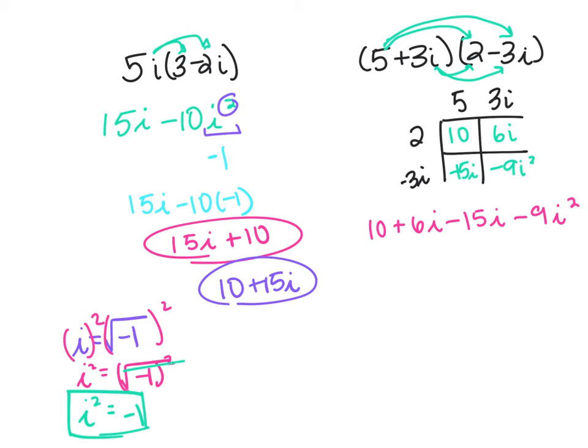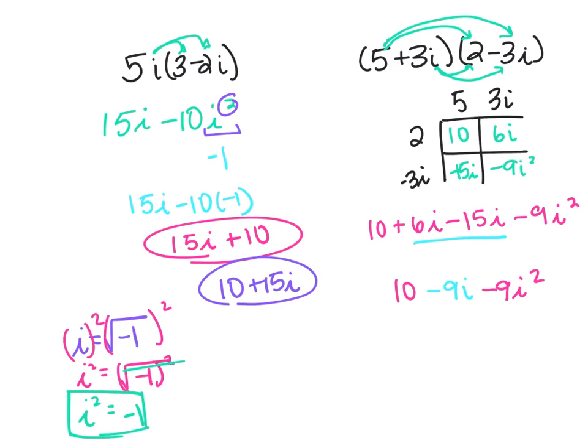Let's go ahead and combine some like terms here. We have 6i and minus 15i. Notice the i squared cannot be combined with that. It has the square on it, so it is not considered a like term. So 10 stays the same. Negative 9i squared is still there, but 6i minus 15i gives us, give me a quick second, minus 9i, I believe. If I made a mistake there, bear with me with my mental math.